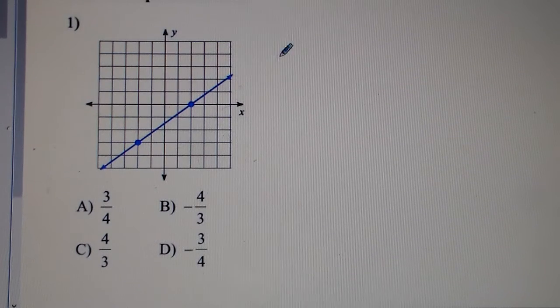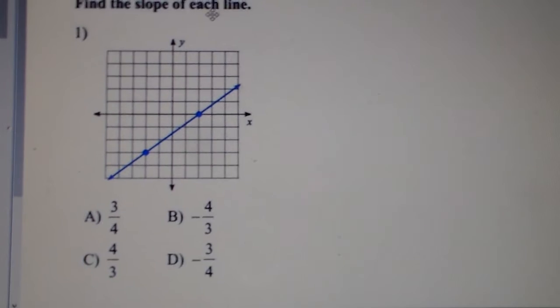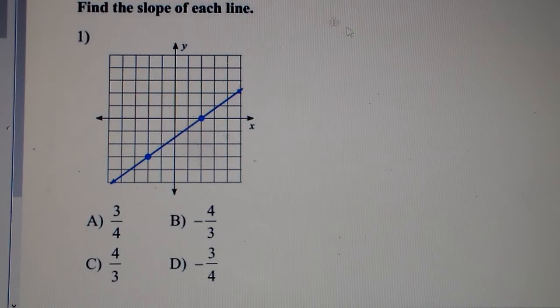So let's do a couple examples. So this says, find the slope of each line. That's the directions here. So the 2 points that they give us are marked right here and here, the 2 points I just made in red. Our goal here is to find out how much up and down it goes. So we gotta do rise divided by run.